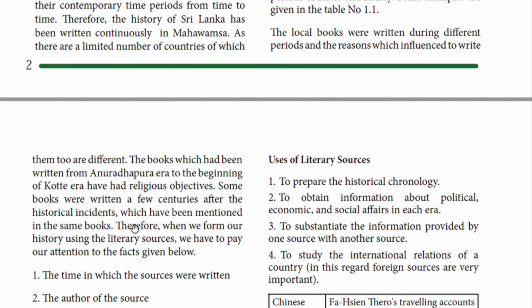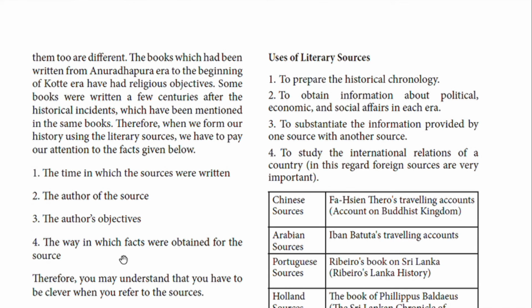Therefore, when we form our history using the literary sources, we have to pay attention to the facts given below. When you are referring to these kinds of sources, you should pay attention to the following factors. The time in which the source was written. The second point, the author of the source. If we take the Mahavamsa, there is one person, and if we take the Deepavamsa, there is another person. So you have to pay attention to the author of the source.